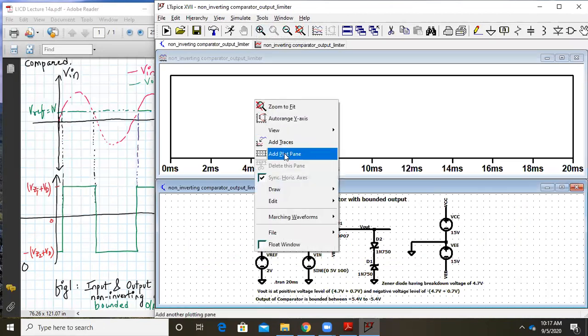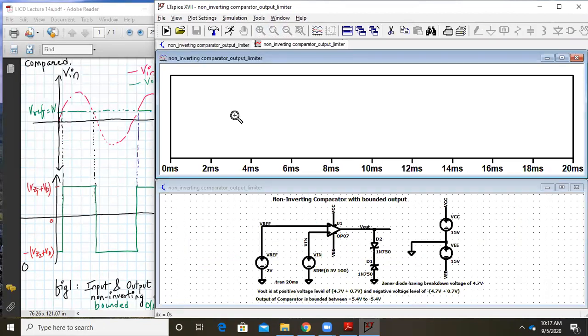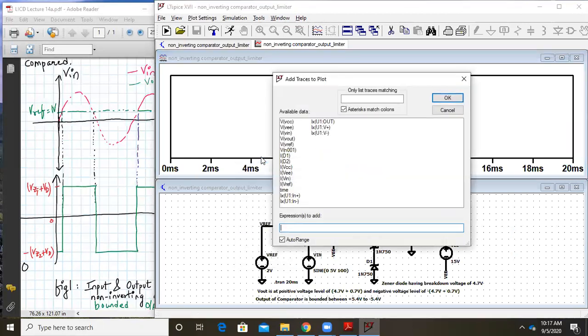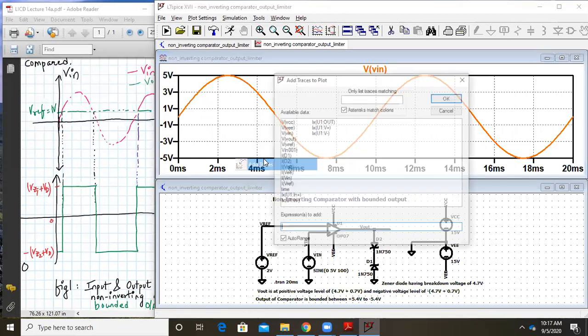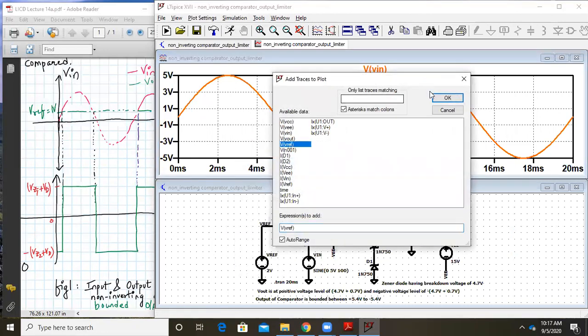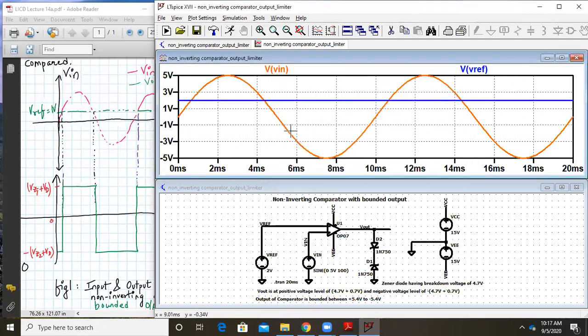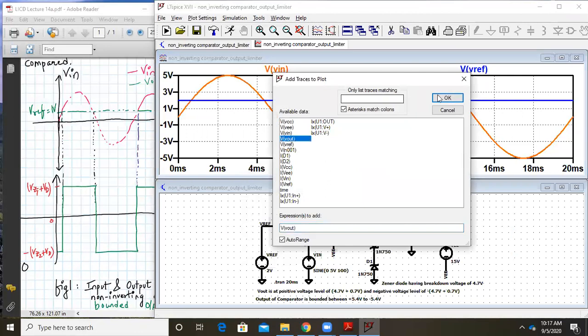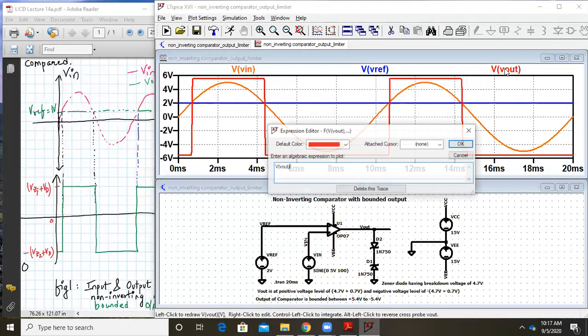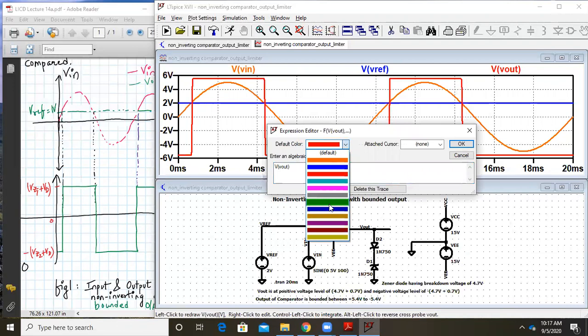So here I will divide it into two plane plots. Yeah, it's okay, I can keep it in one plane also. So I can plot first V in. V in is my sine wave with 5 volts peak. Secondly, I will plot V reference, which is a 2 volts DC voltage. And finally, I will plot my output V out. Okay, so this is my output V out. Let me change the color to green.